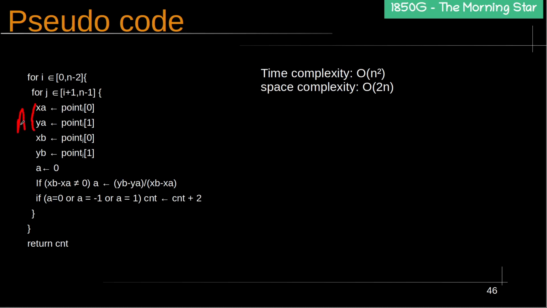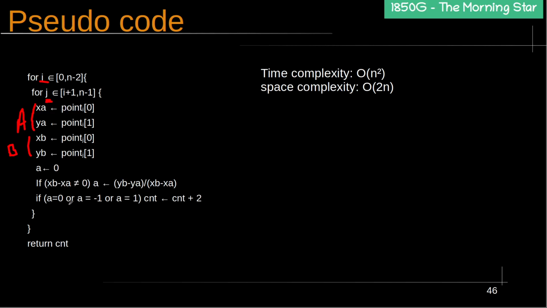the first point, let's call it point A, and this is point B. The coordinates of point A: XA is point i0, and YA is point i1. And for point B, we are going to use this counter j: point j0, point j1. I will assume that the slope is equal to 0, and if I find that xb minus xi is different to 0, I will change the slope.